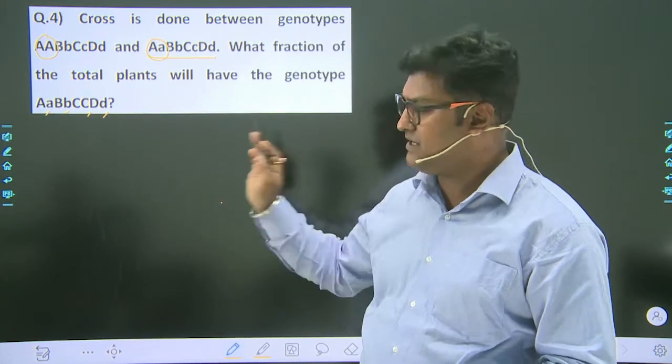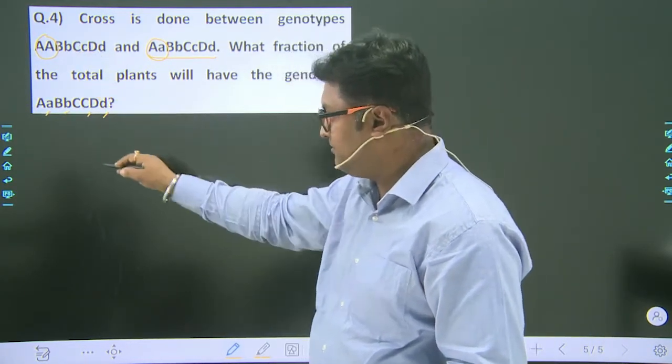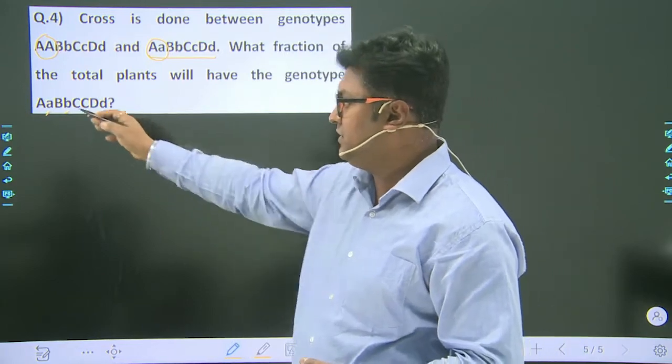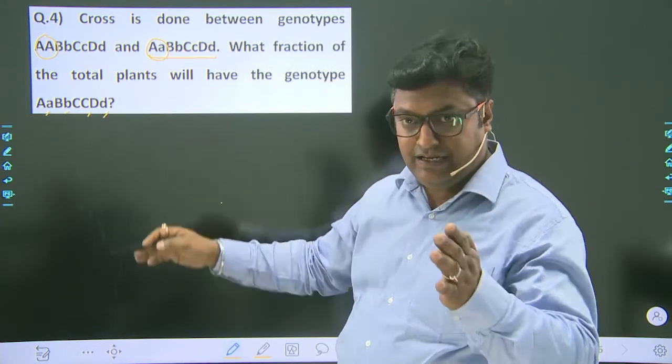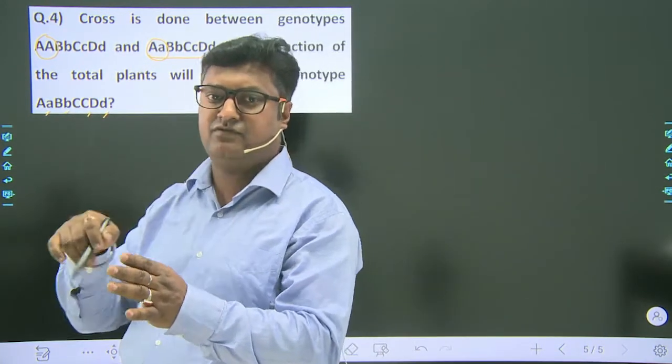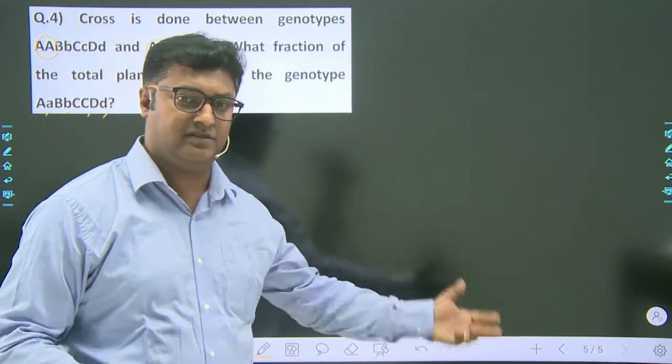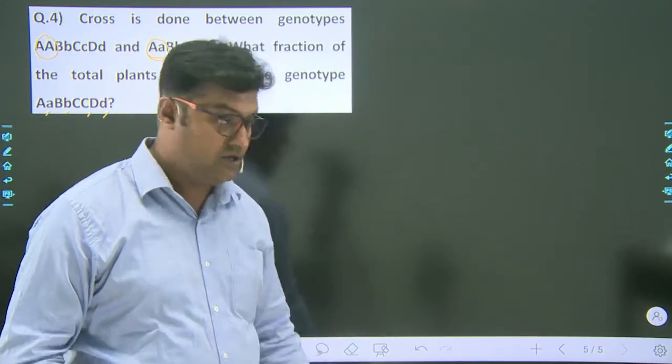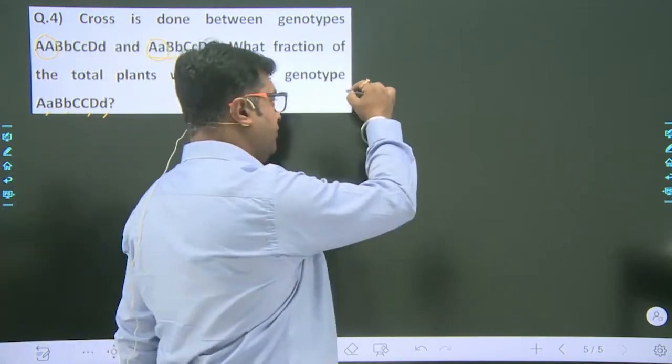Clear? You do it in exactly the same way, separating each one individually, and after that you will be finding out the individual fractions and you have to multiply them, and the answer you will be obtaining. Clear? So this is for your homework purpose.